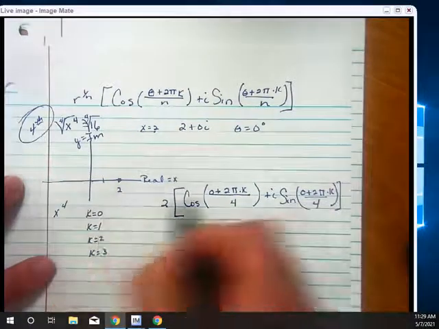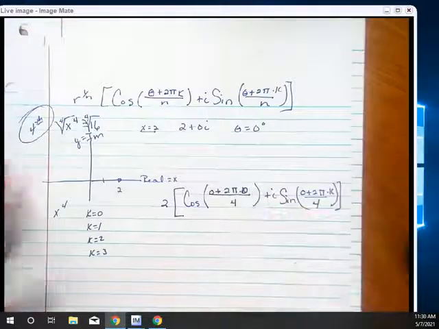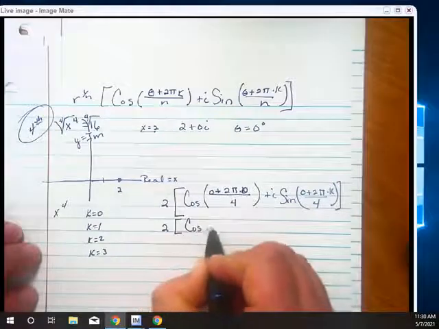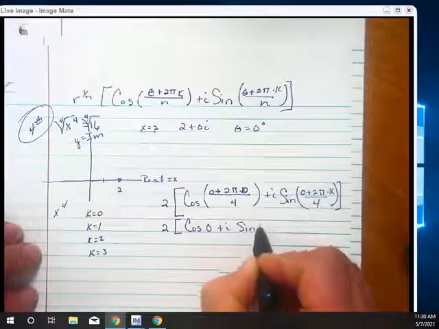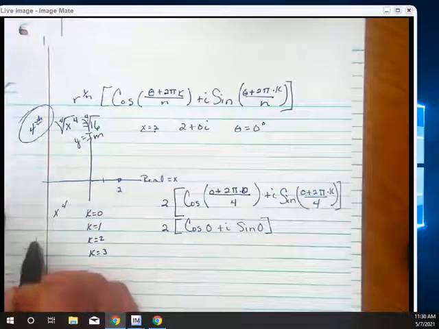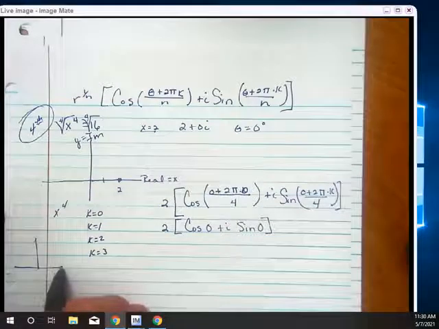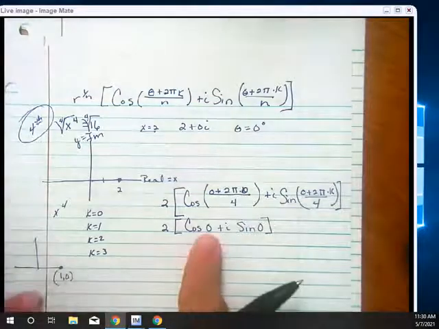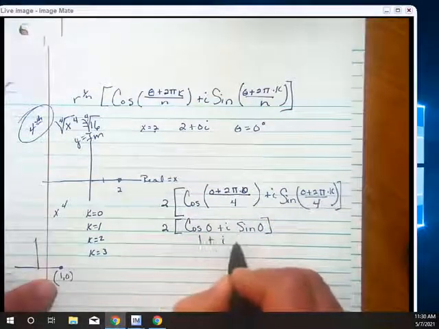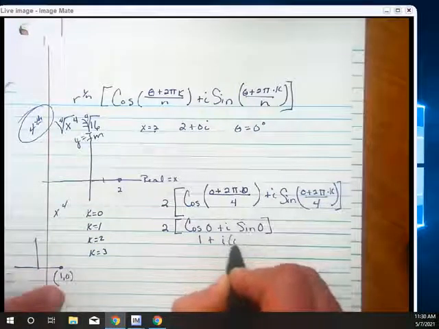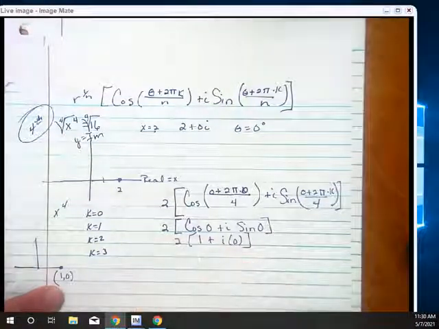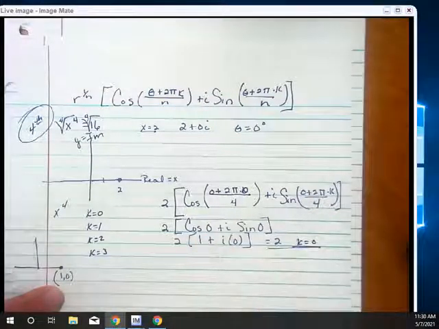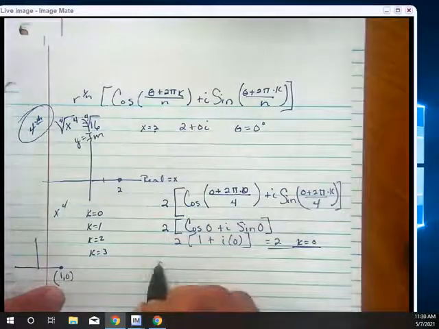I'm going to plug a 0 here for k. Well, 0 times anything is 0. 0 divided by 4 is 0. 2 times the cosine of 0 plus i times the sine of 0. Remember, on my unit circle, this is 1, 0. The cosine of 0 is 1. The sine of 0 is 0. Now we're going to distribute the 2. 2 times 1 is 2 when k is 0. That's one solution.